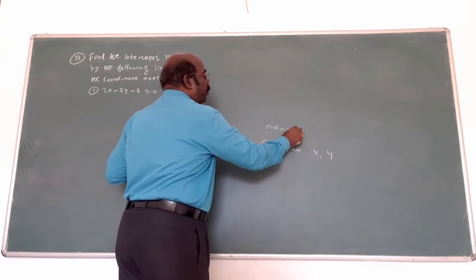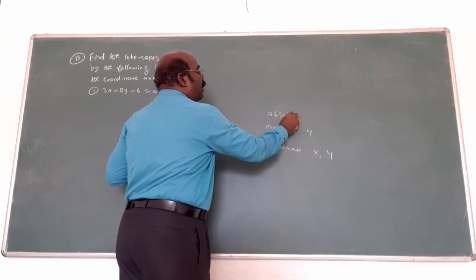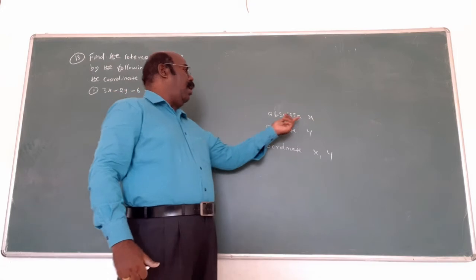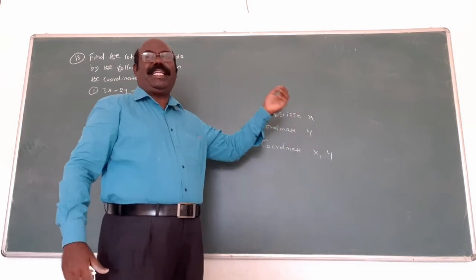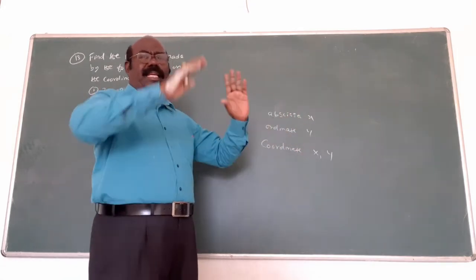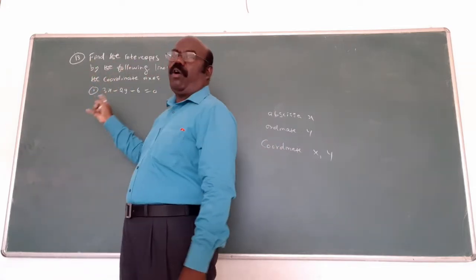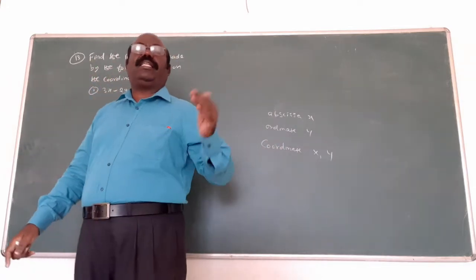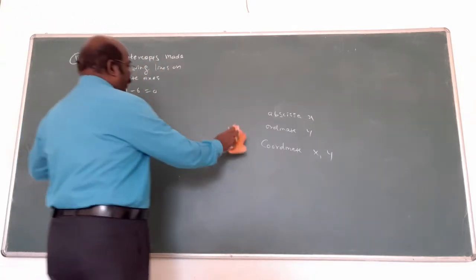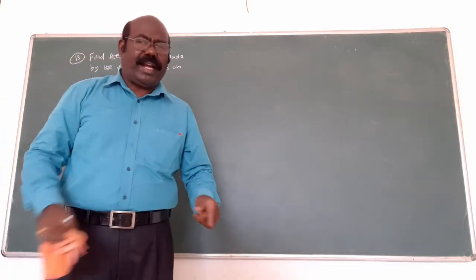Ordinate means only y. Abscissa means only x. One more concept: abscissa represents x, ordinate means only y, and coordinate means x comma y. That's why the x intercept and y intercept are being asked. Anyway, the equation is given, and we find the intercepts. Earlier, the intercepts were given to find the equation.